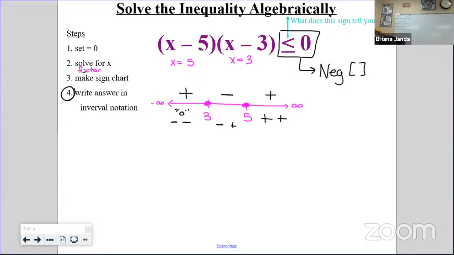So then I go to my chart and I find where it says we have negative answers. We have negative answers here, right? Which means here's my interval from 3 to 5. The interval that gave me negative answers is the interval I write down. I'm going to put brackets around my numbers because of the decision made up there, because it's or equal to. This is the section that will make this less than or equal to 0. Questions on that?